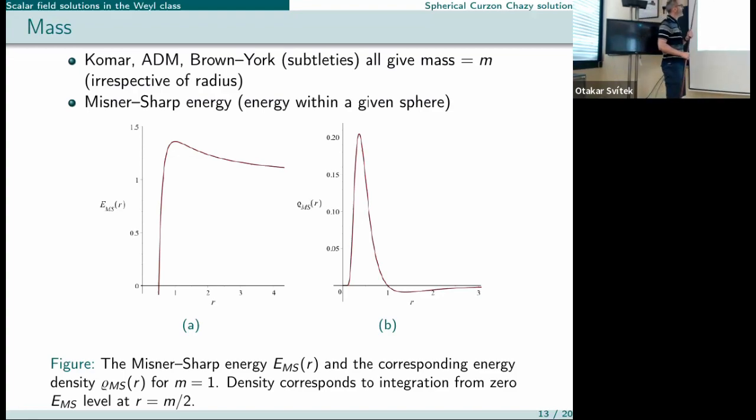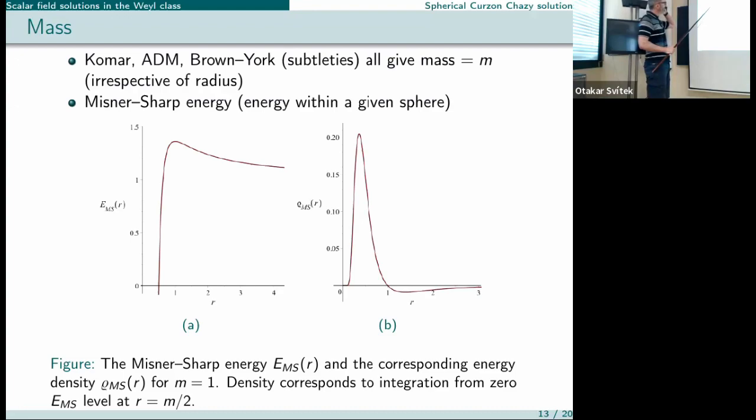Of course, one would then like to see where this mass is and how exactly it is distributed throughout this spacetime. For this, these definitions, especially Komar and Brown-York, where you can select the sphere where you make the computation, are insensitive to the radius. Irrespective of radius, you always get m. So you cannot use these to localize where the mass really is in the spacetime.